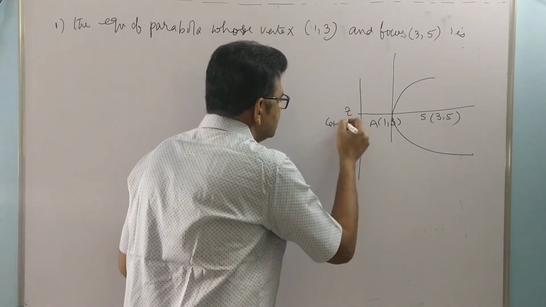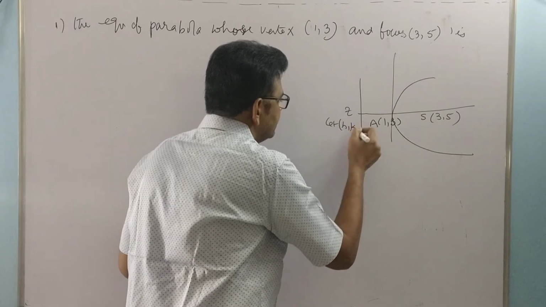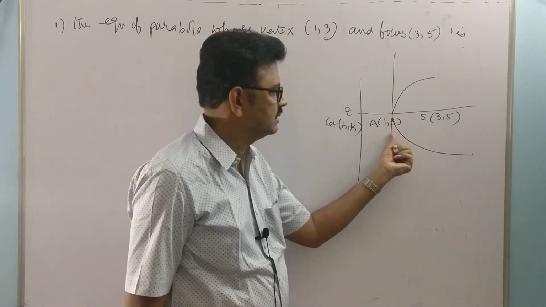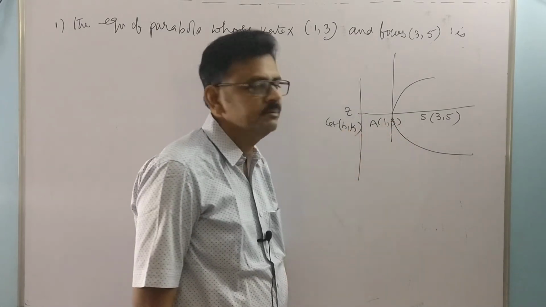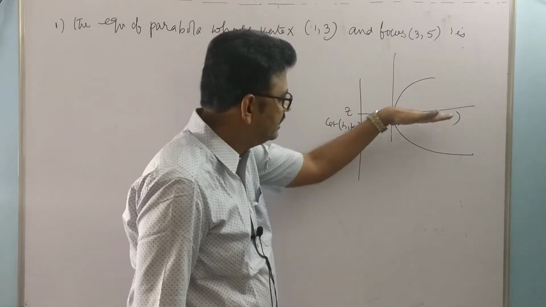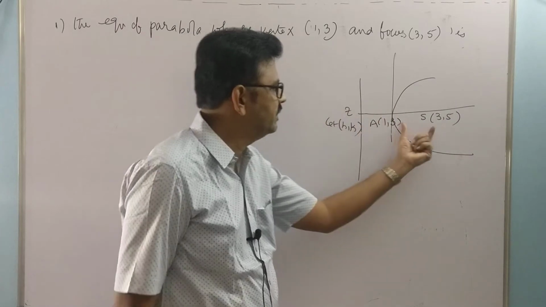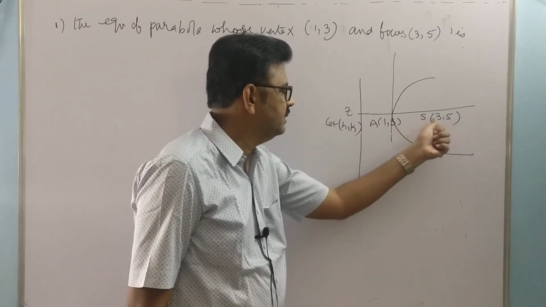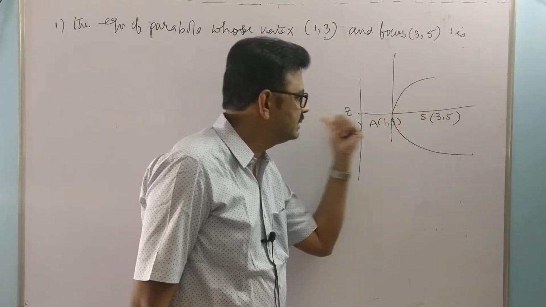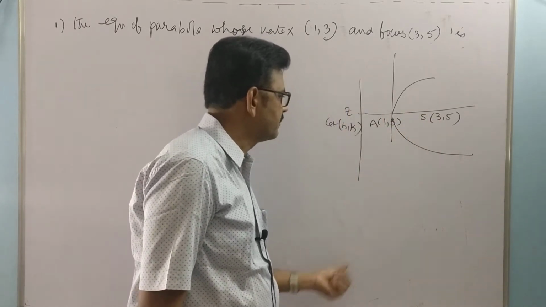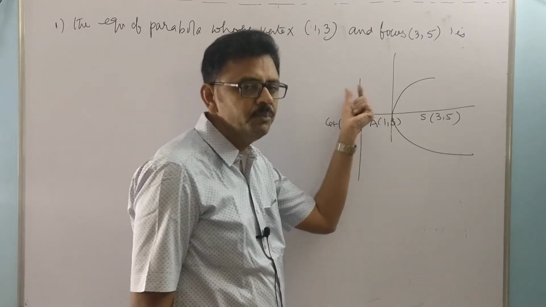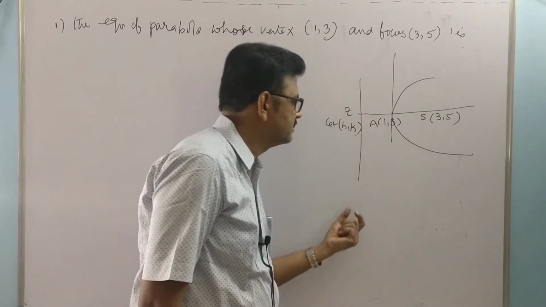Let the coordinates of Z be (h, k) or (x, y). The midpoint of ZS is (1, 3), that is the vertex. From this you have to find h, k. Next, the axis is parallel to the directrix. Find the slope of the line joining any 2 points: y2 minus y1 by x2 minus x1. So the slope is 1. The slope of this line is 1, and since this is perpendicular to the directrix, the slope of the directrix is -1. You have a point and a slope, so using the point-slope form, get the equation of the directrix.